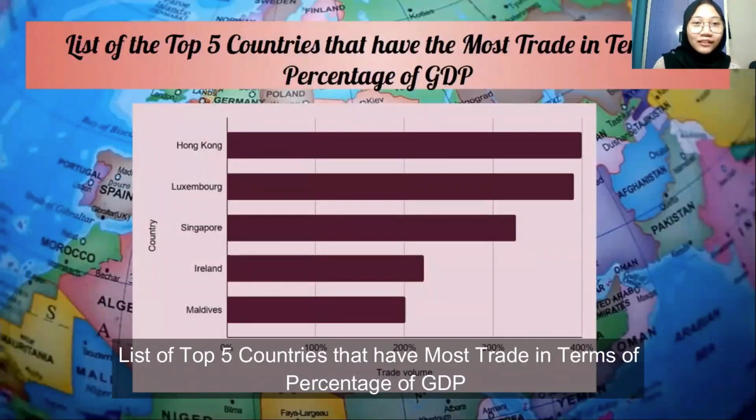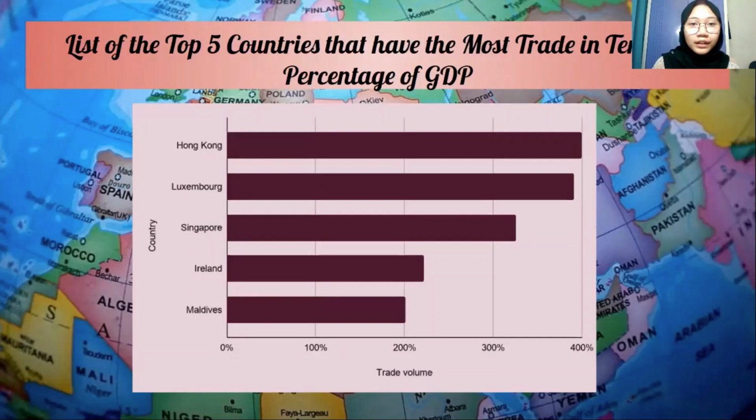We'll proceed with the list of the top 5 countries that have the most trade in terms of percentage of GDP. Okay, the first country is Hong Kong, which has the largest trade volume of 400%. Meanwhile, the second country is Luxembourg with around 398%, followed by Singapore, Ireland, and Maldives.